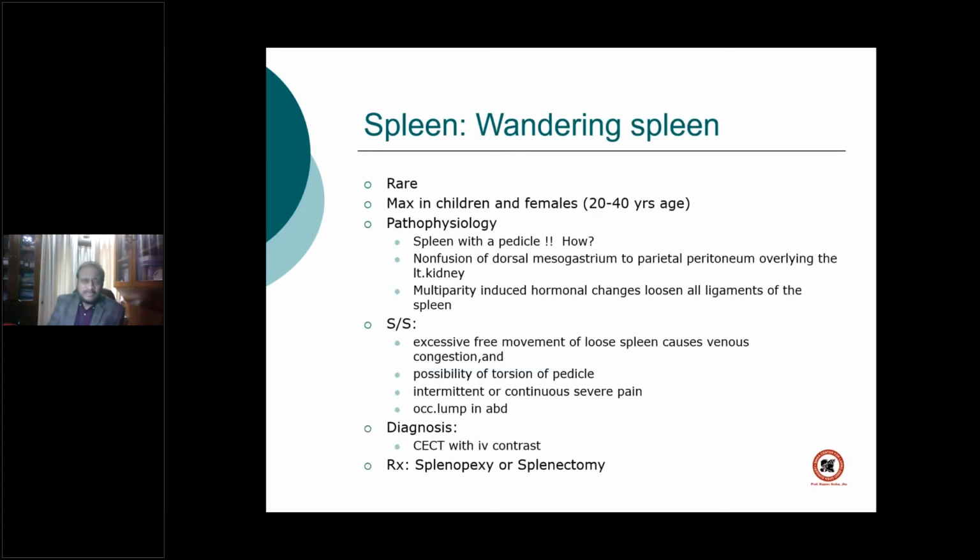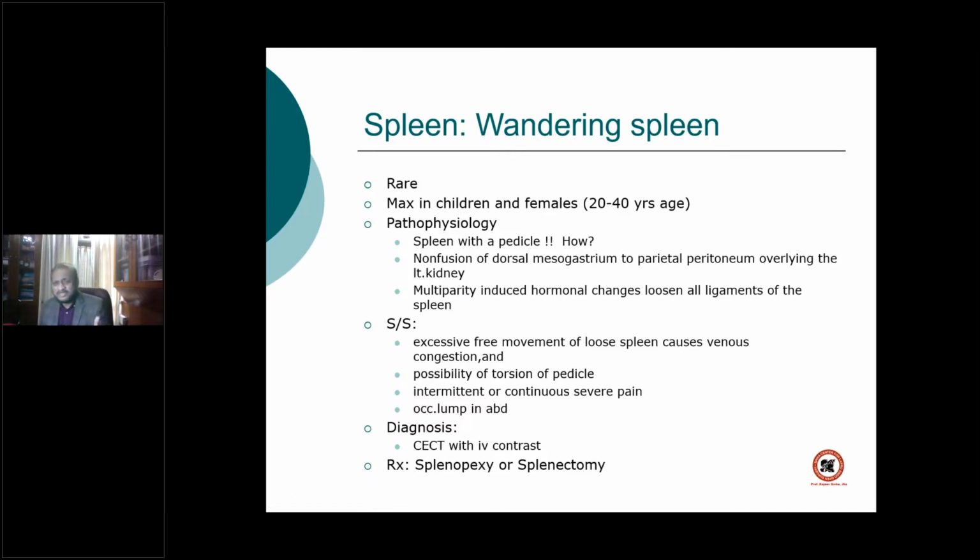Wandering spleen is a term commonly used for an uncommon, rather rare condition. Why do we call the spleen wandering? Because now it has got a long pedicle. Normally the spleen has a pedicle, but it's a fixed structure. And how does this long pedicle develop? Either there's a non-fusion of the dorsal mesogastrium to the parietal peritoneum.